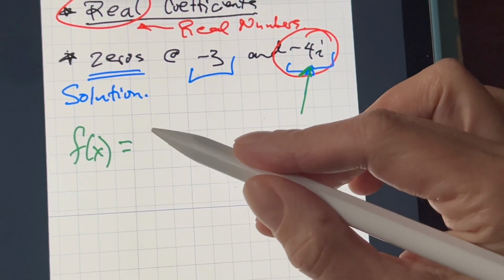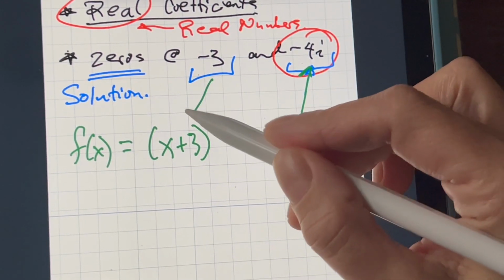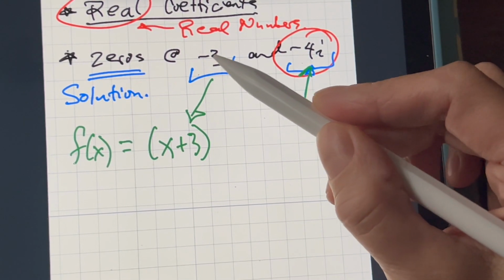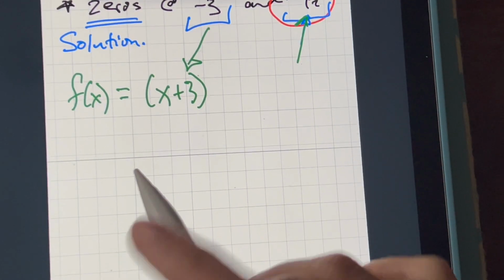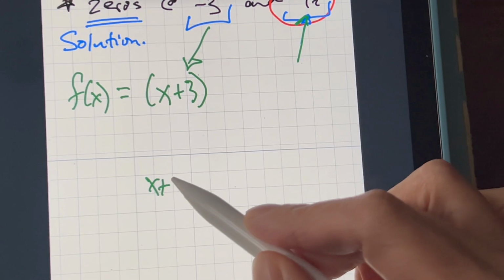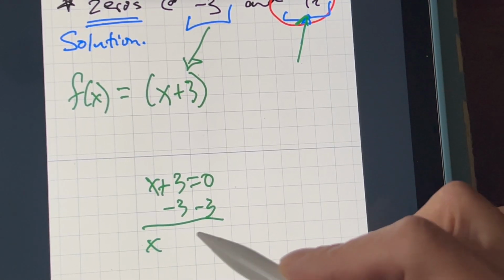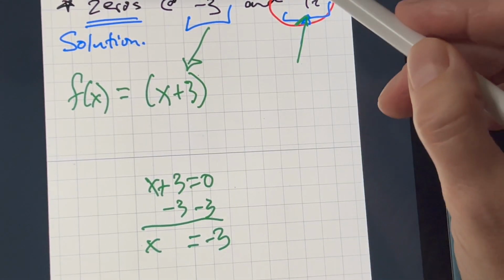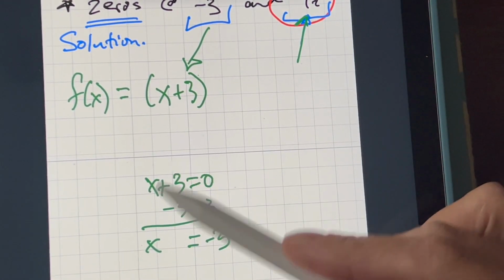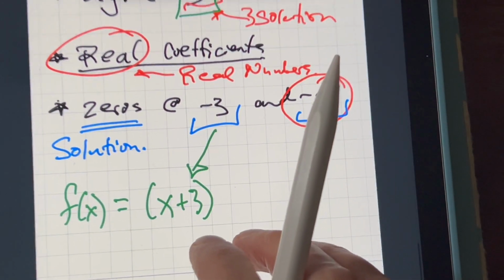Where x plus 3 is one of the factored forms, because that comes from here. If a solution is negative 3, that means it came out of x plus 3 because if you solve this, you subtract 3 from both sides, you get x equals negative 3. So that is what is going on. I'm going to erase this because I'm going to hope that people know it.